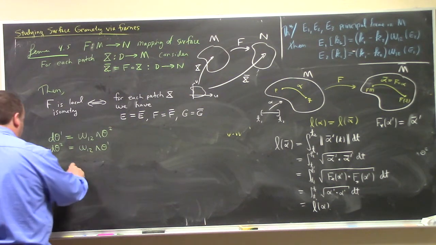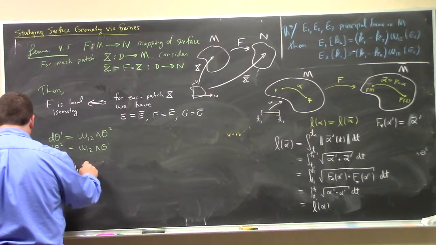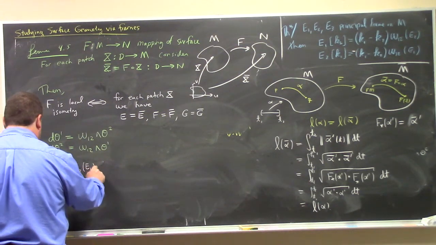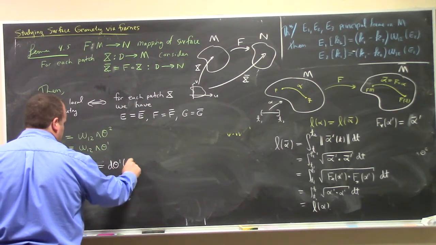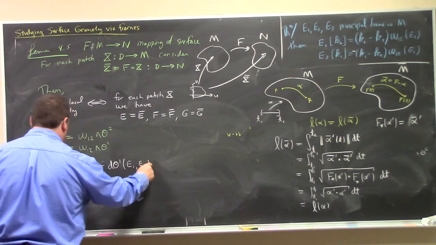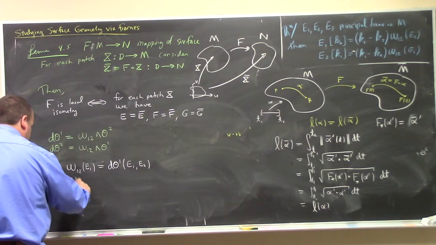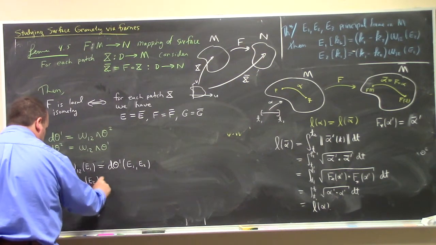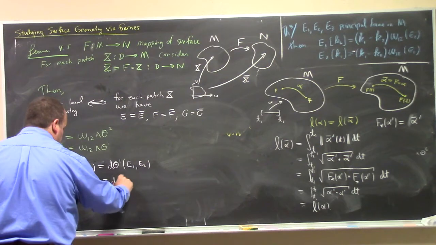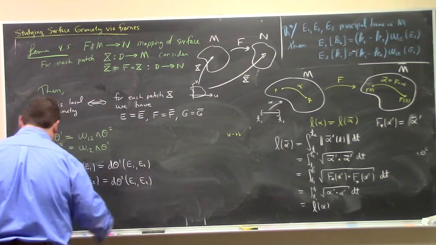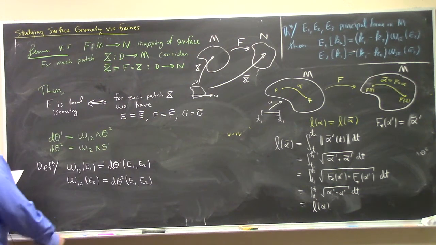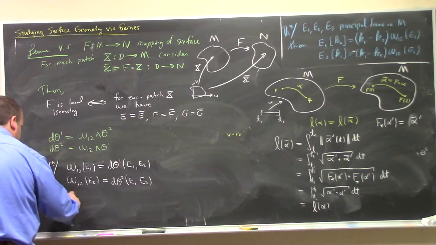Definition: omega 1, 2 of E1 is d theta 1 of E1, E2. And omega 1, 2 of E2 is d theta 2 of E1, E2. And then extend linearly.